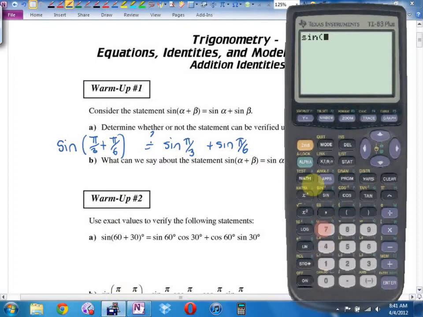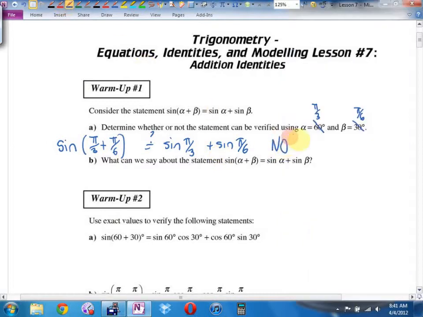Let's see, the sine of pi by 3 plus pi by 6, so that's what the first section looks like. Oh, 1, that's kind of nice. Compare that to the sine of pi by 3, close bracket, plus the sine of pi by 6, close bracket. Do I get 1 again? So Shannon, are these the same? No. What can we say? It's false.